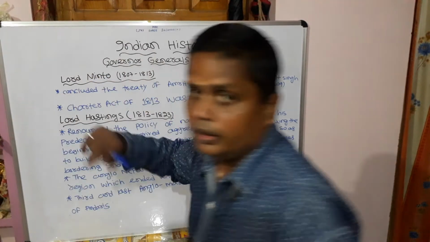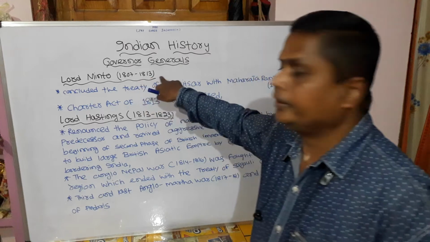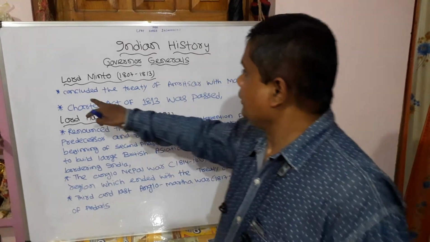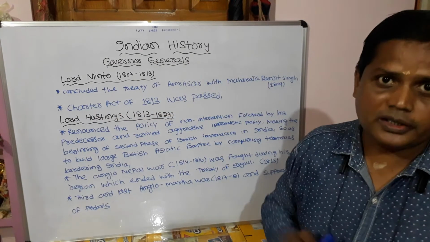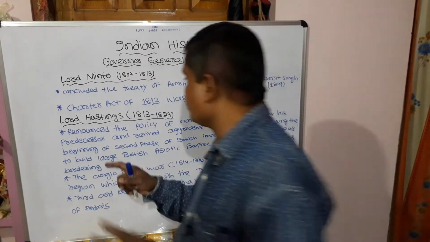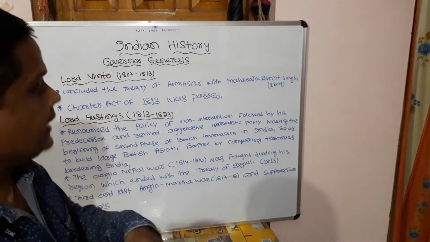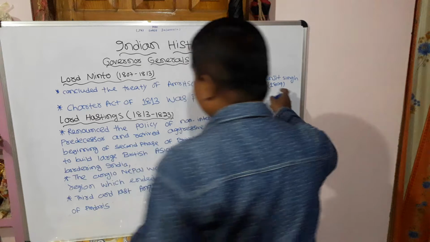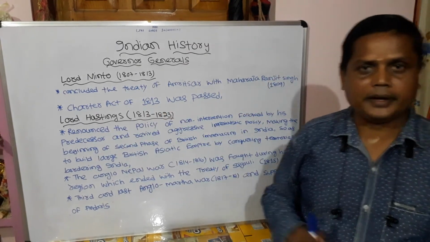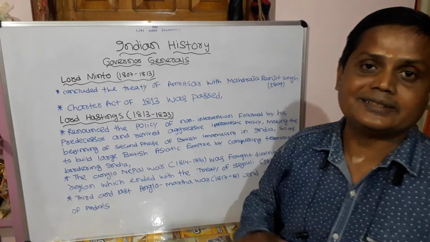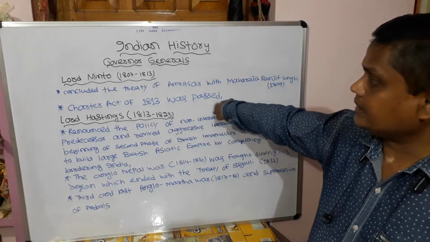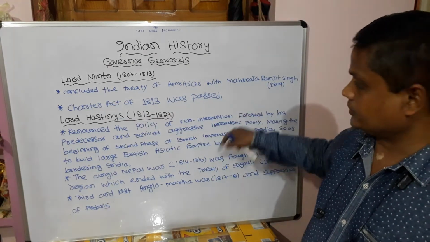Next, Lord Minto, 1807 to 1813. He concluded the Treaty of Amritsar with Maharaja Ranjit Singh in 1809. Next, the Charter Act of 1813 was passed in Lord Minto's reign.